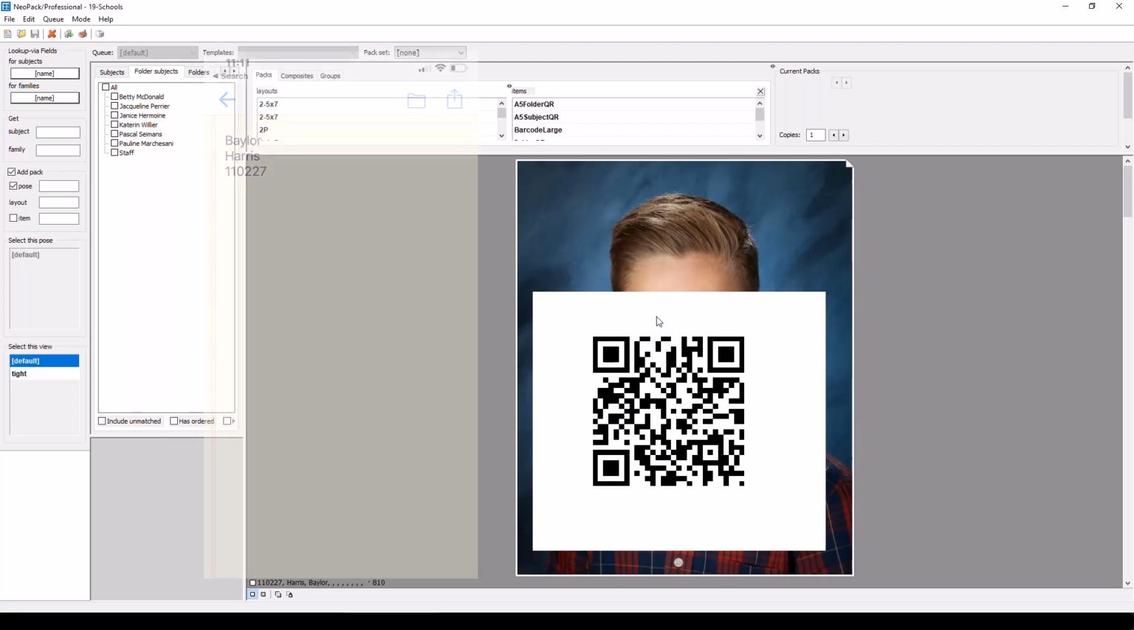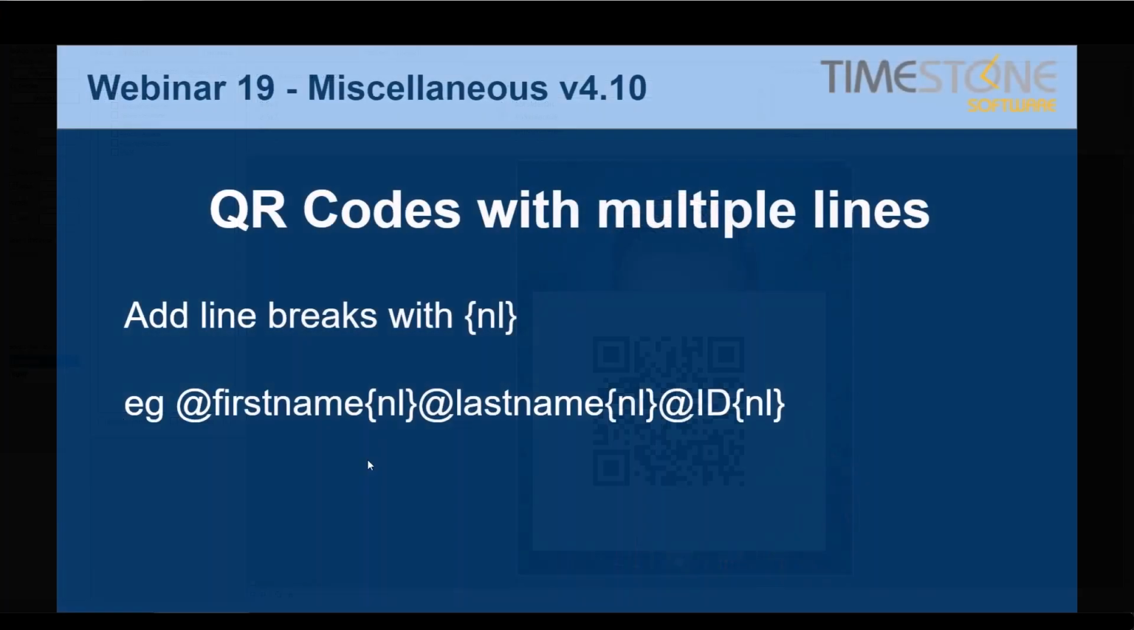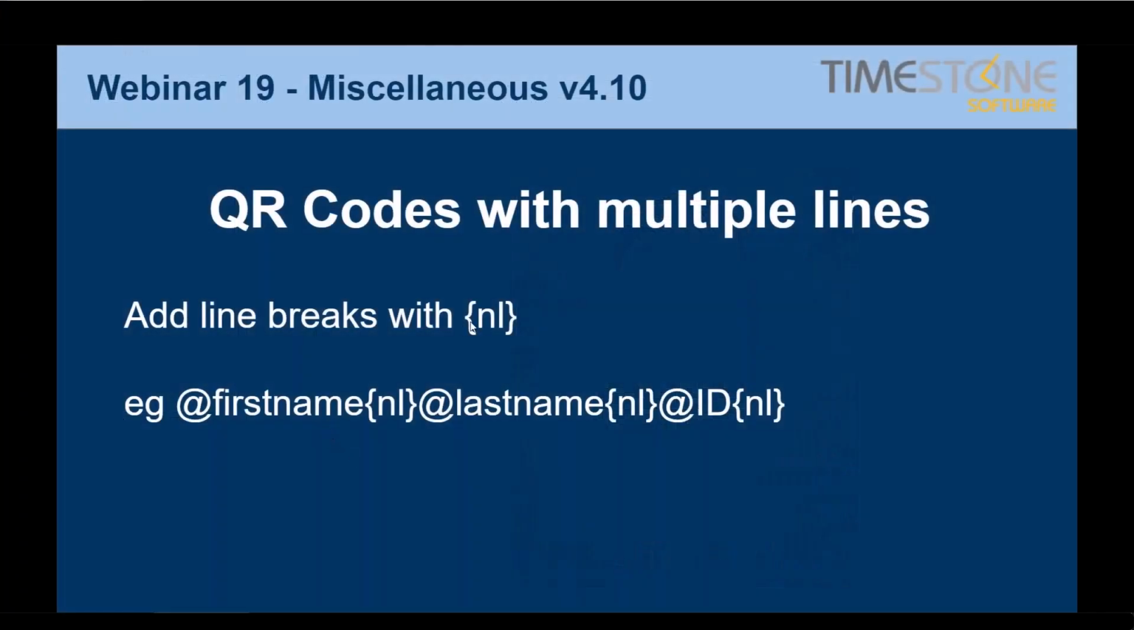So that's the way you would encode data over multiple lines if it's needed for a virtual card, for example, and there's probably going to be other uses of that. So pretty simple. There's the syntax. It's just curly brackets, NL, close curly brackets. And you enter it all in one line in the drawing object for QR codes.